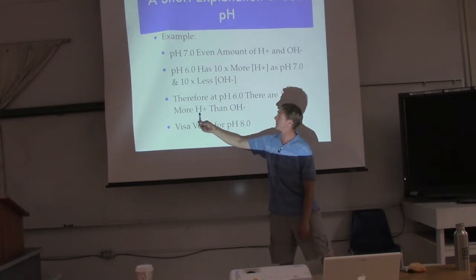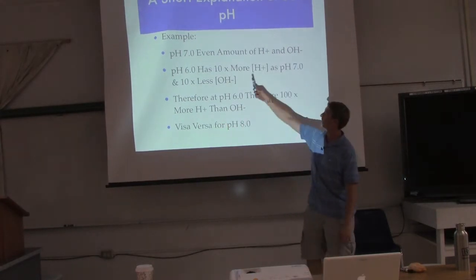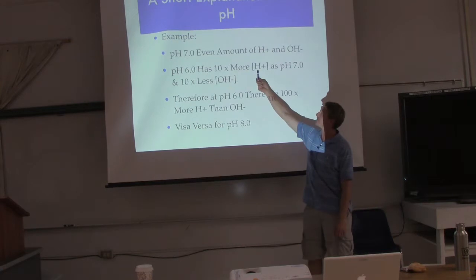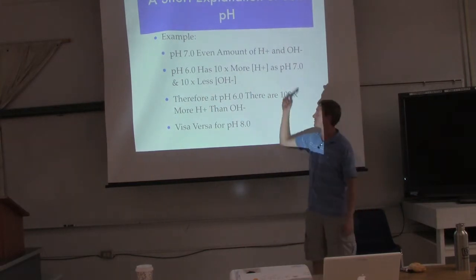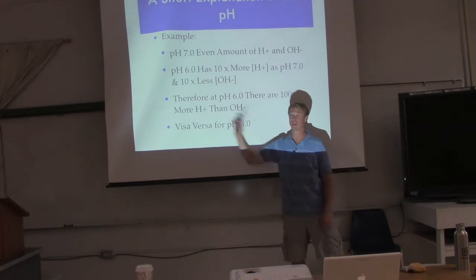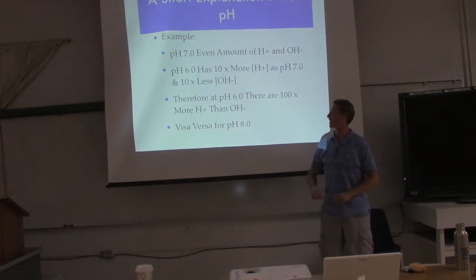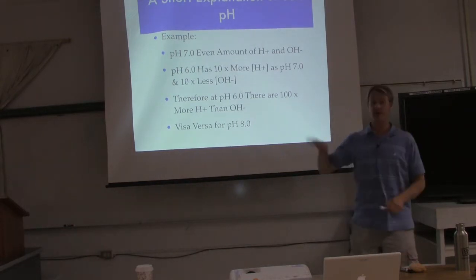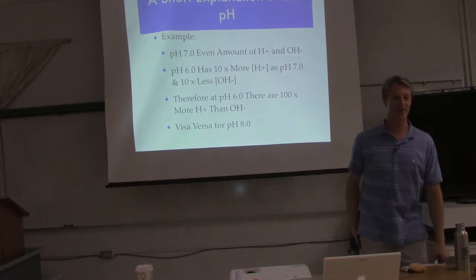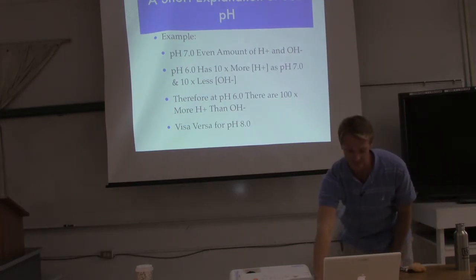100 times more H plus than OH. So it's not just 10 times more OH, there's also 10 times less. So you do 10 times 10 equals 100 times more H plus. And vice versa if you go up. Okay? This all has to do with that logarithm that I told you about, the equation that you don't need to know.